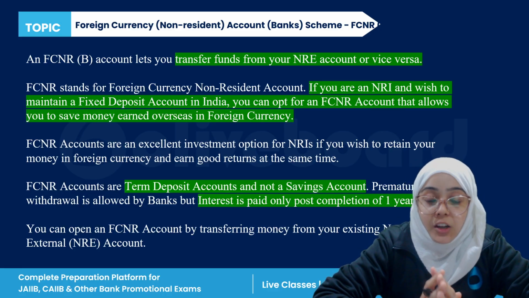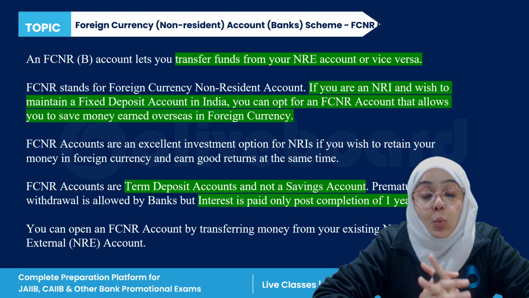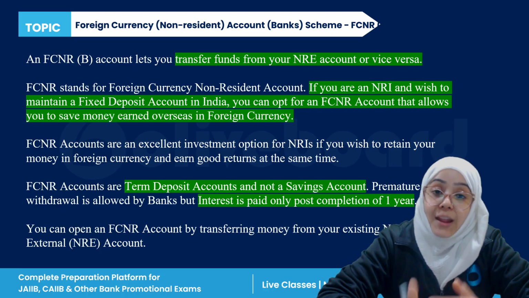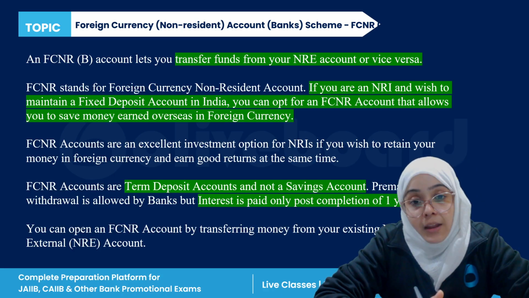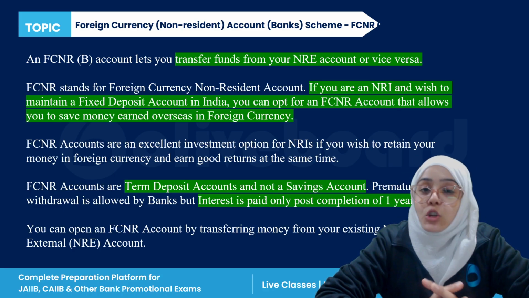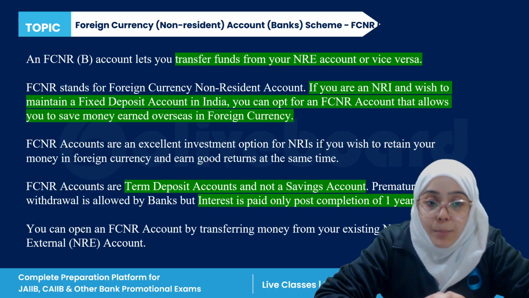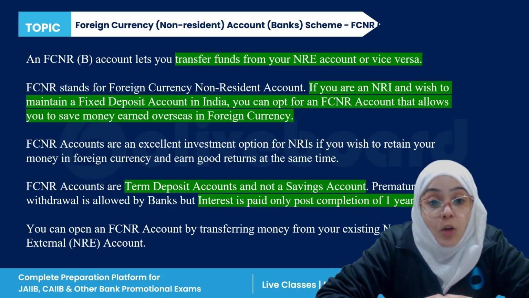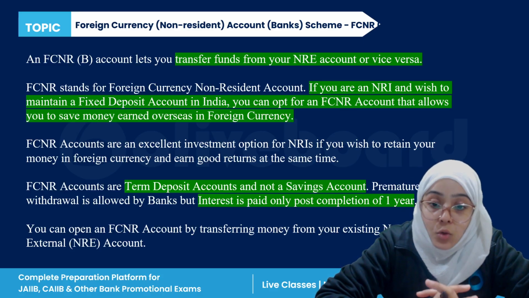It is a type of deposit account. So if you are an NRI and you wish to maintain an FD in India, but in the same currency in which you have earned the money, then the account which is offered to you is called the FCNR(B) account, which is the Foreign Currency Non-Resident (Bank) scheme, and it is an FD account. It is not a savings account.